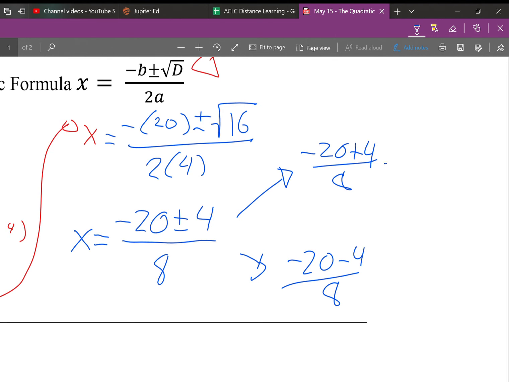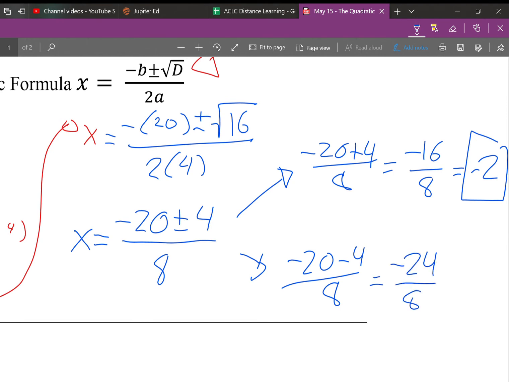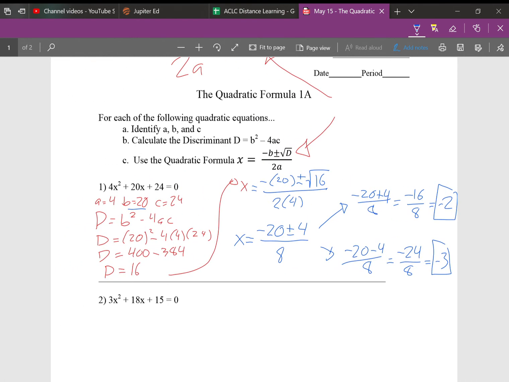Now, negative 20 plus 4 is negative 16, and negative 16 divided by 8 is negative 2. That is one solution. Negative 20 minus 4 is negative 24. Negative 24 over 8 is negative 3. And so, the discriminant told me I was going to have two solutions because it was positive, and there they are. X equals negative 2 and x equals negative 3. So you can see how the reason why I wrote this worksheet in this way is because you're going to need room going across.